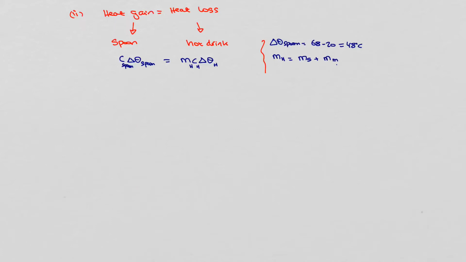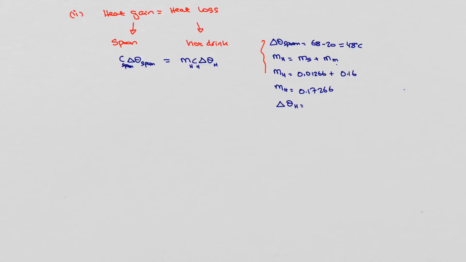So therefore the mass of the hot drink must be the mass of the steam plus the mass of the milk. The mass of the steam was 0.01266 plus the mass of the milk was 0.16. So that gives us the mass of the hot drink to be 0.17266. Okay, and then we have, again, our specific heat capacity of the hot drink is given to us.